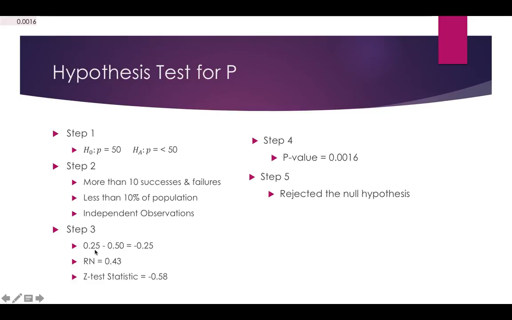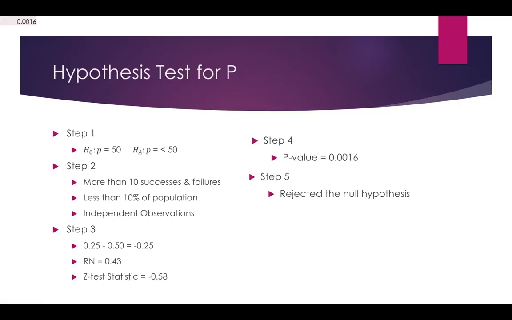My proportion, as I said earlier, was 25%. So we're going to subtract the null hypothesis, which is 5/10 here, and that's going to come out to negative 0.25. Our random noise is simply the standard deviation, and to find the z-test statistic, we're just going to divide the difference right here of negative 0.25 by the random noise, or the standard deviation, and that's going to give us approximately negative 0.58.